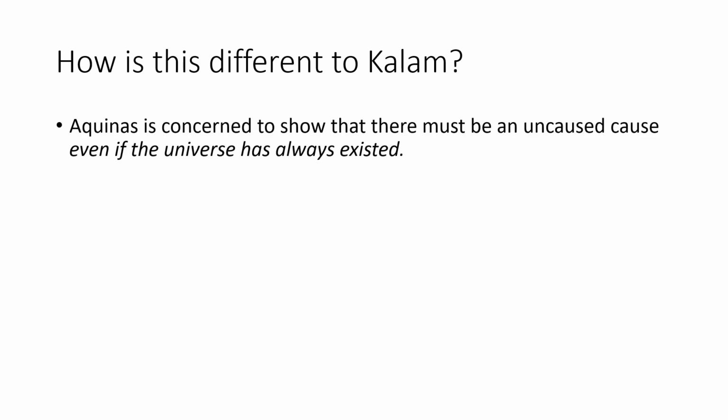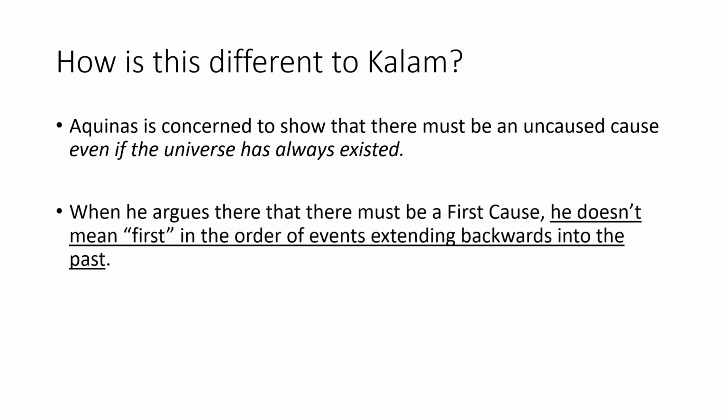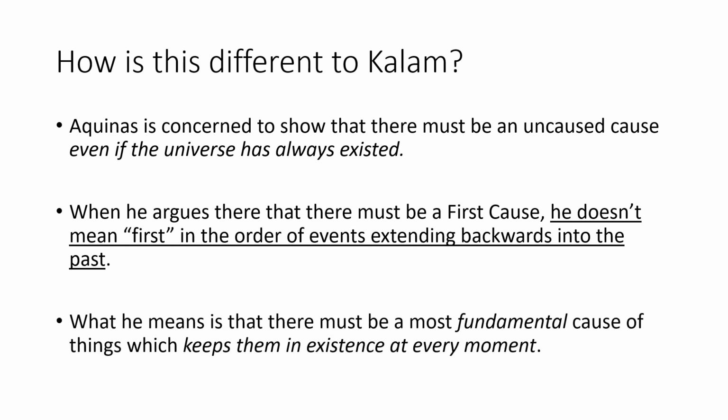So Aquinas is concerned to show that there must be an uncaused cause, even if the universe has always existed. So he grants this as a possibility and says that the important thing really is that a series of cause and effect cannot exist without a fundamental sustaining cause. So when he argues that there must be a first cause, he doesn't mean first in the order of events extending backwards into the past. That's not the claim that he's making, whereas it is the claim that the Kalam argument is making. What Aquinas means is that there must be a most fundamental cause of things which keeps them in existence at every moment.